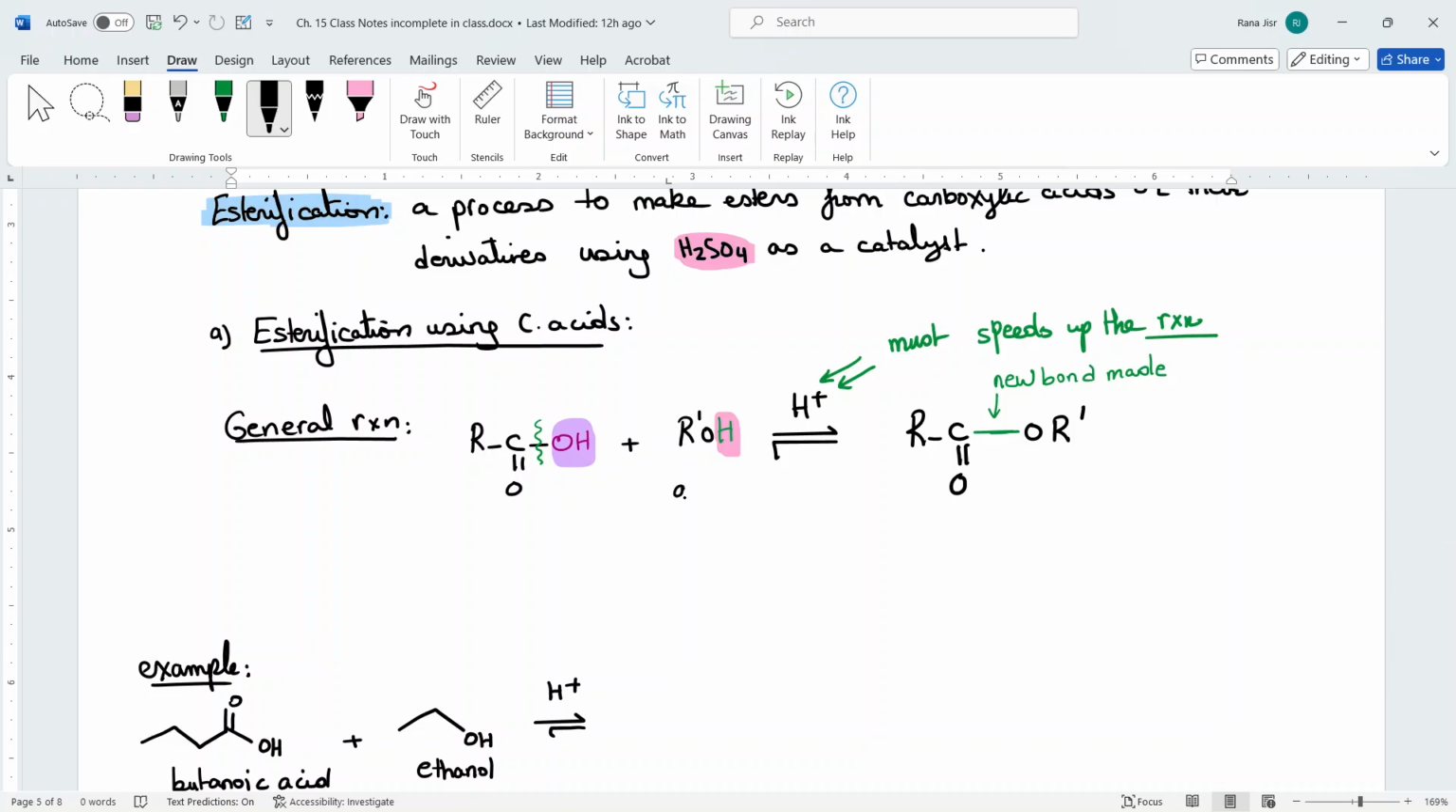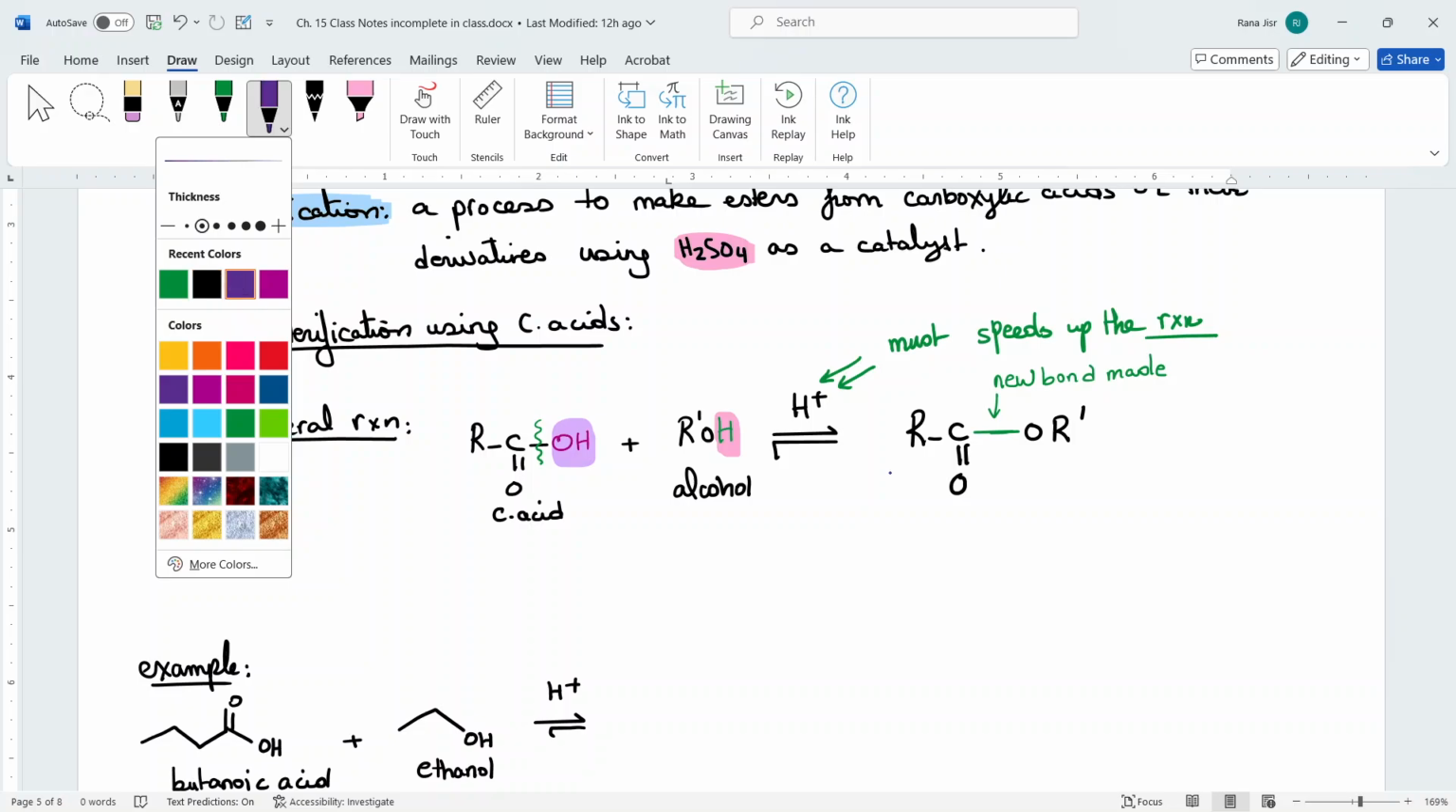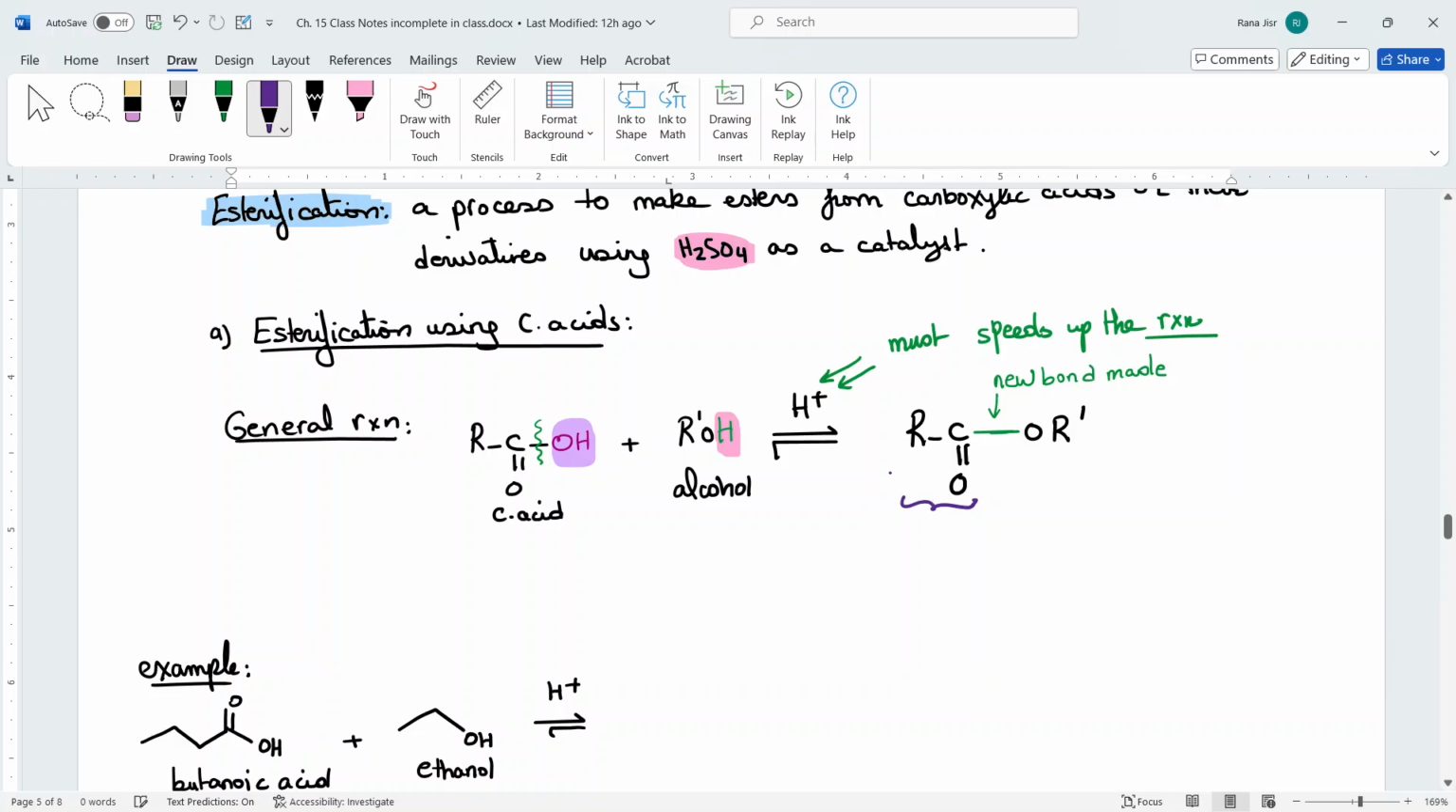So you are reacting an alcohol with a carboxylic acid, and your product here is going to be an ester. Now again, the ester has two parts. One part over here comes from the alcohol, and the other part, this one, comes from the carboxylic acid. Plus, of course, your byproduct that you are making here, which is water.